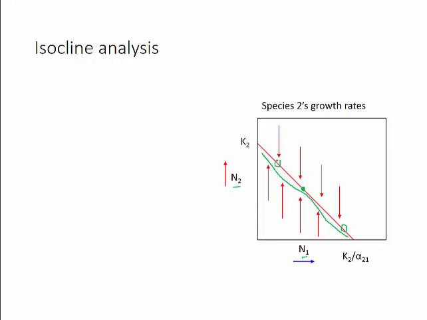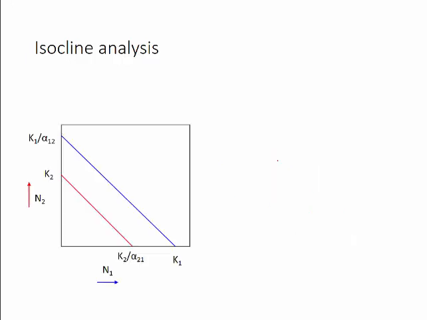So now that we have our ZNGIs for both species, we can combine them to see what happens in the competitive interaction. So here's the scenario in which species number 1 wins. Note that the ZNGIs are parallel to one another, and species 1's ZNGI, represented here with the blue line, is the outermost one. It's on the outside of the two relative to the origin down here at the lower right.